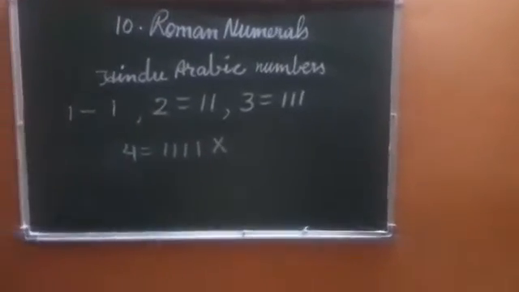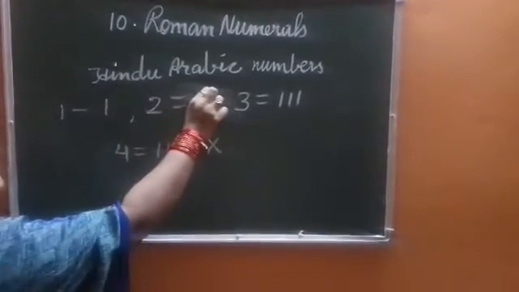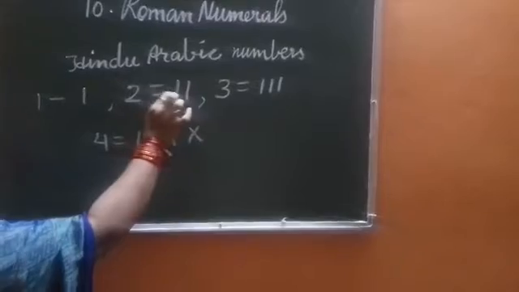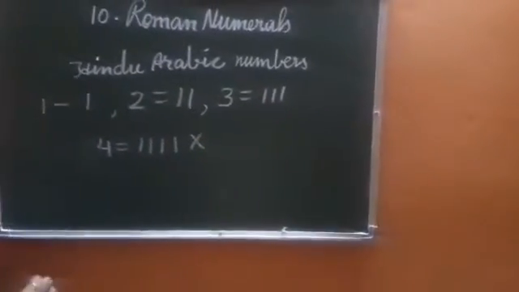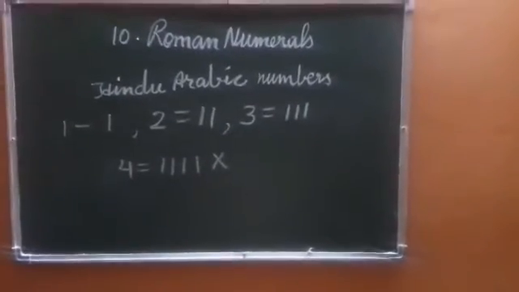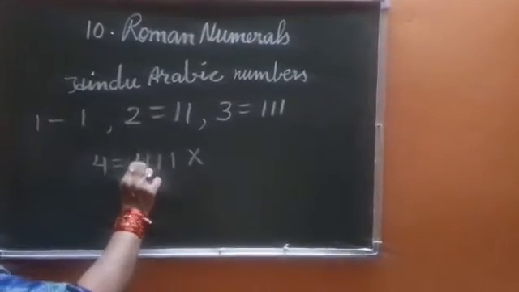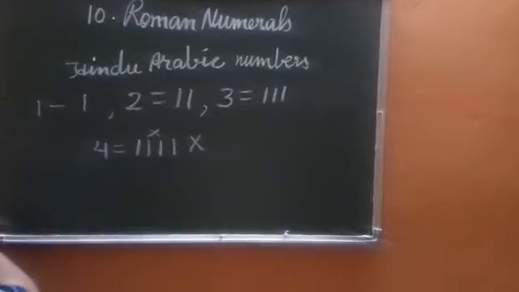Means from this we can see that if a Roman number is repeated, this means it is an addition. 1 plus 1, 2. 1 plus 1 plus 1, 3. So if a Roman number is repeated, that means it is addition. First thing. Second thing is, we cannot repeat a number for more than 3 times. We cannot repeat it for 4 times.